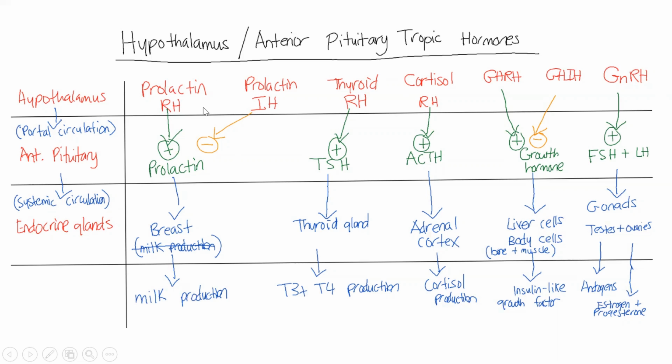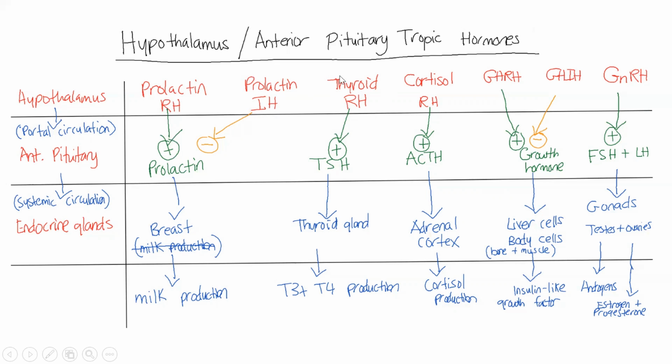So as far as the hormones that are released from the hypothalamus, we have prolactin releasing hormone, sometimes called PRH. This is going to tell the anterior pituitary to release prolactin. We also have prolactin inhibitory hormone, sometimes called PIH. This is going to tell the anterior pituitary to not release prolactin. So we have the releasing hormone that is instructing the anterior pituitary to release prolactin, and then we have the inhibiting hormone, which is telling the anterior pituitary to not release prolactin.